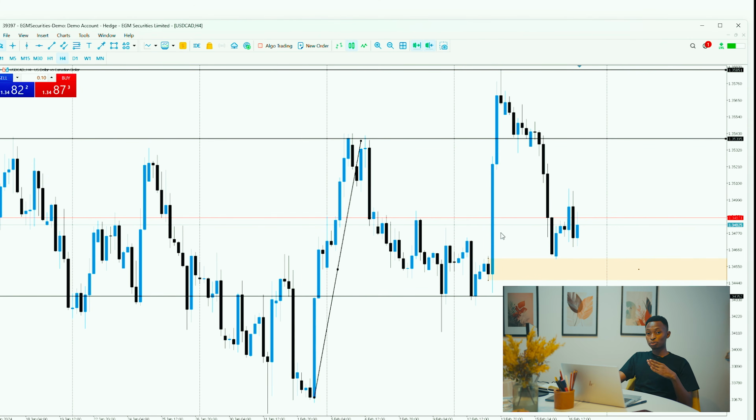So if you see prices moving in one direction and not having any pullbacks, including wicks, then this is clearly an imbalanced market. Yeah, so that was the first step.